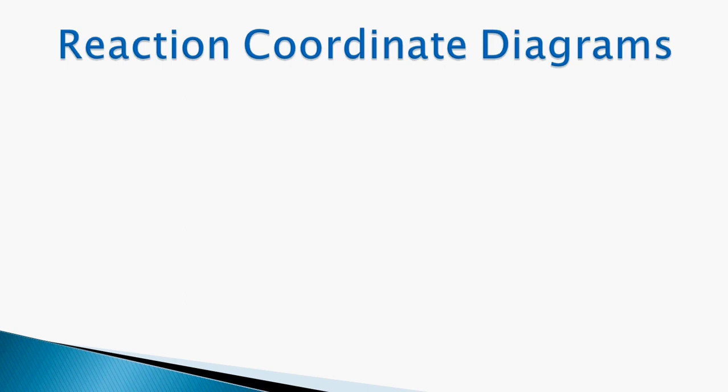You must be aware that chemical reaction means breaking of old bonds and formation of new bonds, and this whole breaking of bonds and formation of bonds involve energy changes, and these energy changes and progress of reaction can be represented in the form of graph, and this graphical representation of progress of reaction is known as reaction coordinate diagrams.